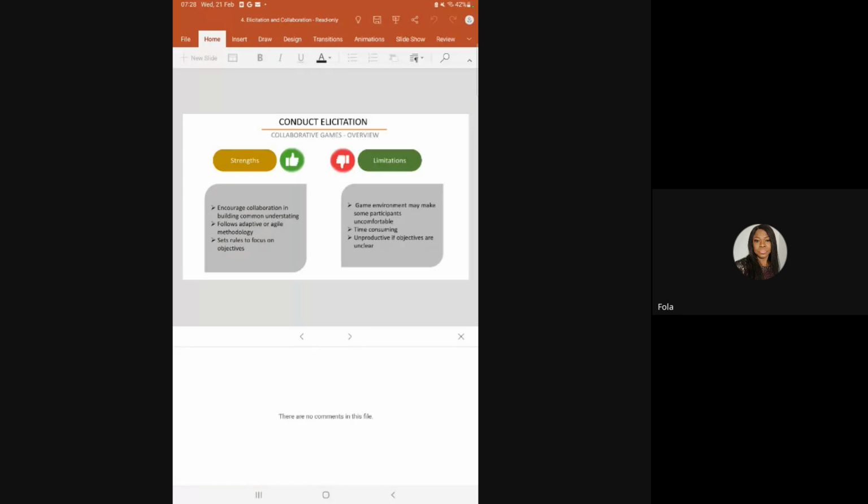Now, collaborative games is another technique that we use. So what is collaborative games? Any idea? Why do you need to play a game to get any ideas? Collaborative games.